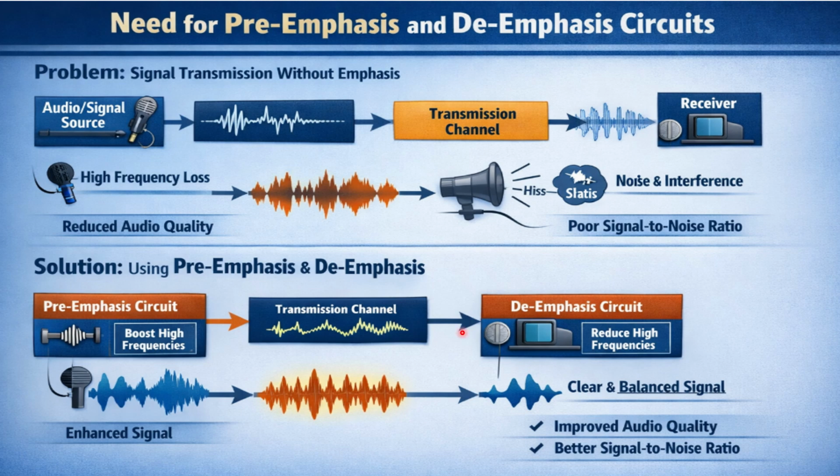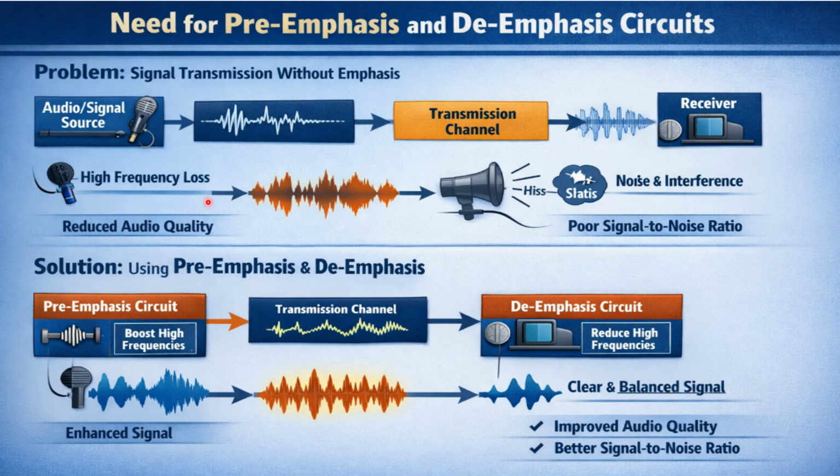Okay, so now let's talk about pre-emphasis and de-emphasis. These are basically RC type circuits which are used in both the transmitter and receiver, right? In case of signal transmission without emphasis, suppose an audio signal is being transmitted, you will have a very noisy signal, right?